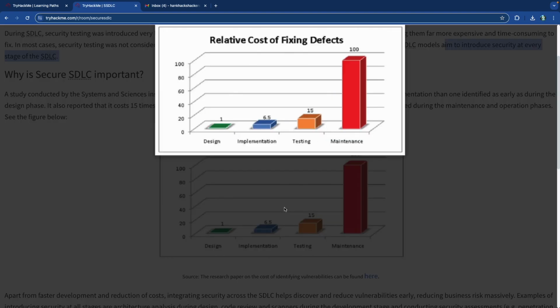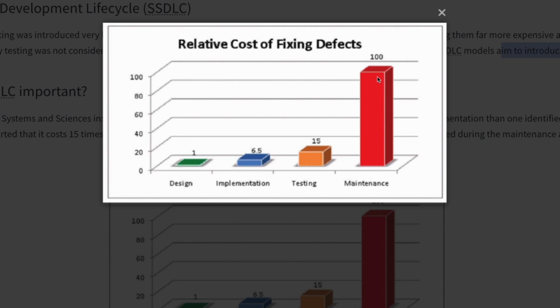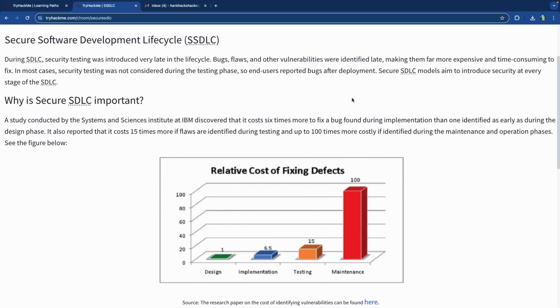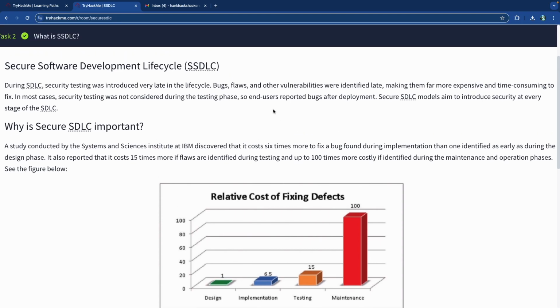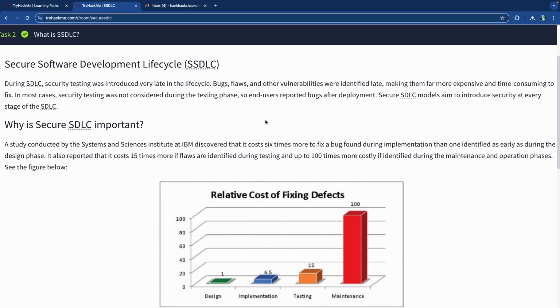Maybe we can zoom in on this and make it a little bit bigger. It's 100 times more expensive to do it during maintenance and operation versus 15 times more expensive during testing, and then literally it's just 1 time as expensive when you do it during the design phase. So this is a pretty important concept to wrap our heads around. And you may not necessarily want to be a software developer, but you do need to understand how to fix software in the design and implementation and testing phases because of security flaws, specifically security vulnerabilities and things like that.